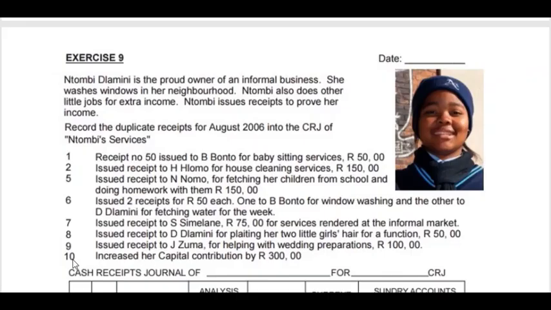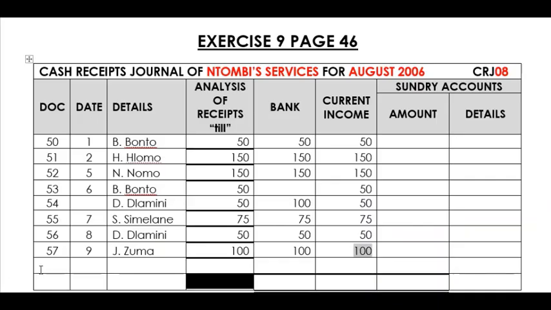Then right at the end, on the 10th, we increased her capital contribution. Who's this her? It's the owner, because it's only the owner that can give capital to the business. And the owner's name is Ntombi Dlamini. Okay, so we know the person's name that's giving us this money, N. Dlamini, by 300 Rand. In other words, N. Dlamini put another 300 Rand into the bank account of her own business. We will issue a receipt, so it will be receipt number 58. It's on the 10th.